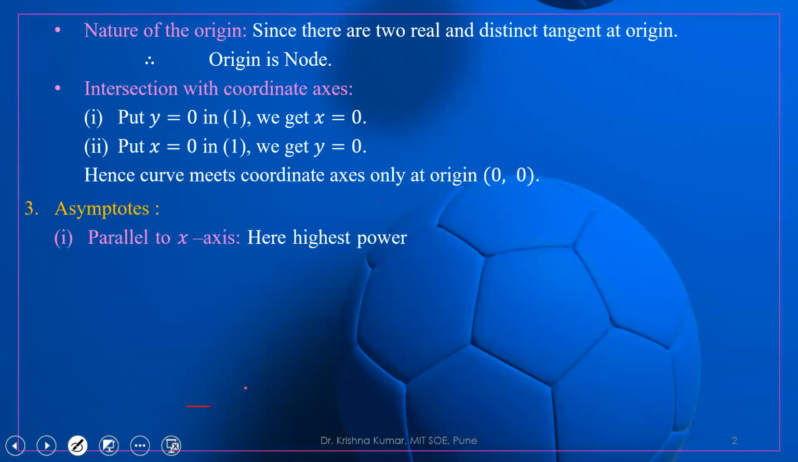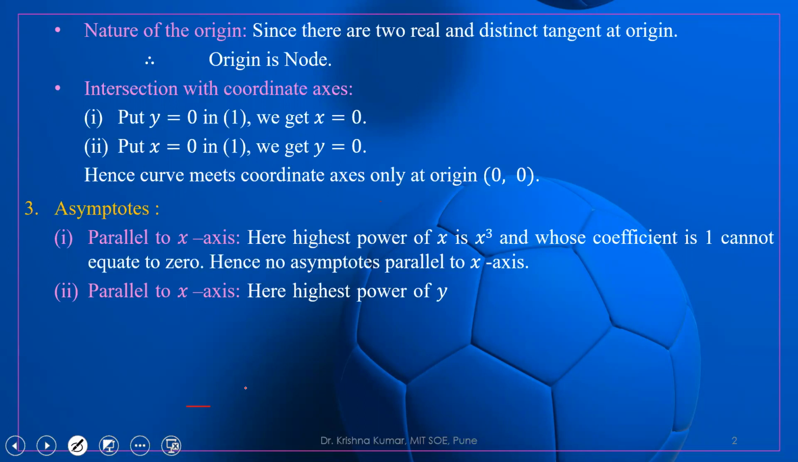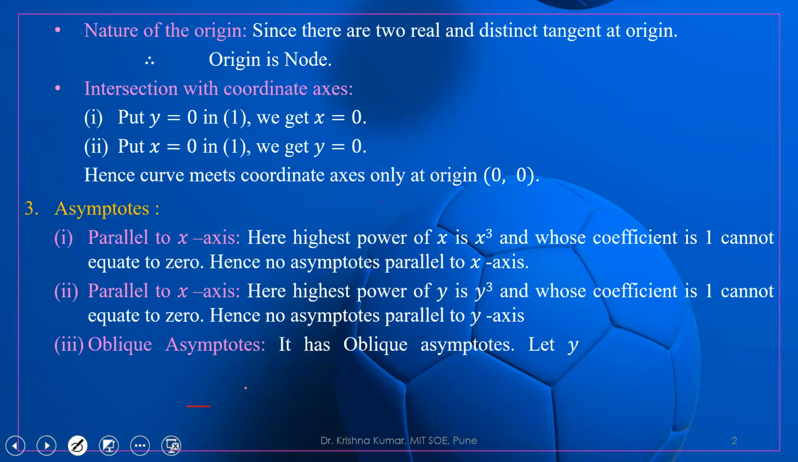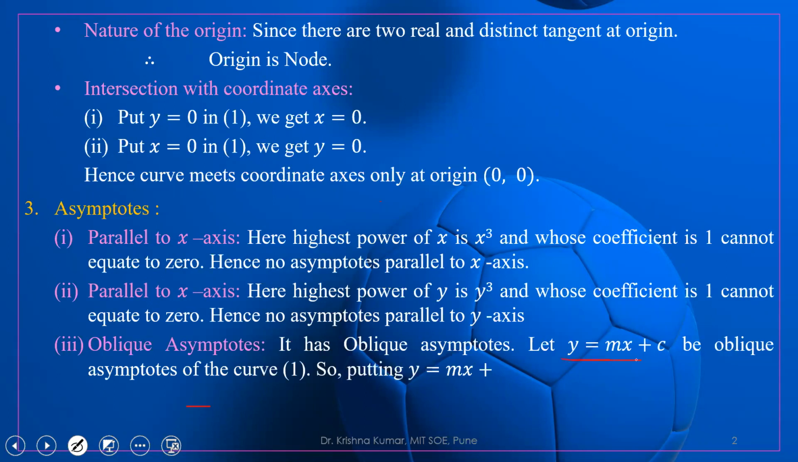Asymptotes: there are no parallel asymptotes because it is an implicit curve. So we have the oblique asymptotes. The very important point is how to get the oblique asymptotes here. If you want to find the oblique asymptotes of the given curve, we have to put y equal to mx plus c.